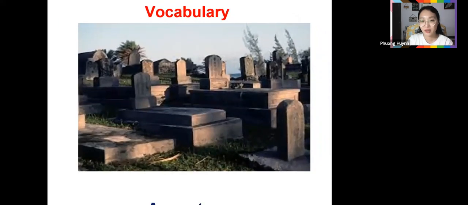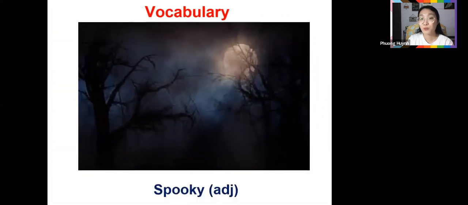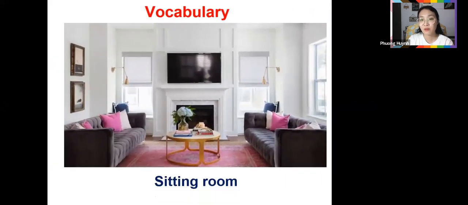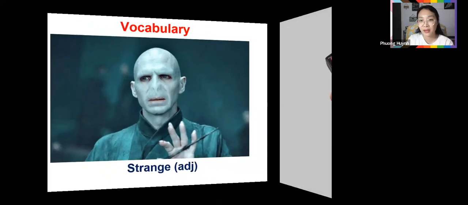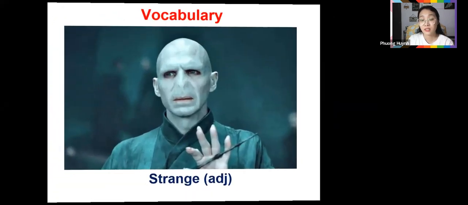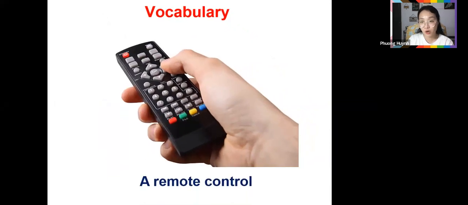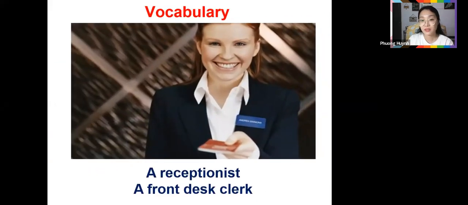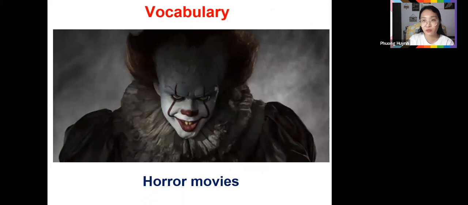Next one, cemetery. Rồi, next one, spooky, the spooky atmosphere, bầu không khí ảm đạm đúng không ạ? Rồi, next one, sitting room, phòng đợi, phòng chờ. Thường mình dùng từ này cho ngữ cảnh là trong cái hotel. Rồi, next one, strange, khác thường, lạ thường. Dùng cho người, dùng cho sự vật, hoặc là dùng cho địa điểm cũng được. Rồi, tiếp tục, mình có remote control. Rồi, next one, receptionist or front desk clerk. And next one we have horror movie.